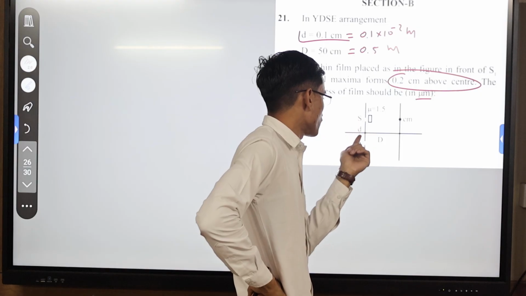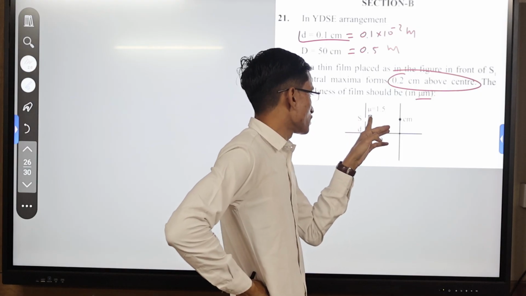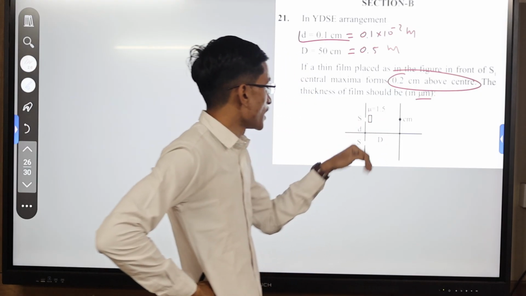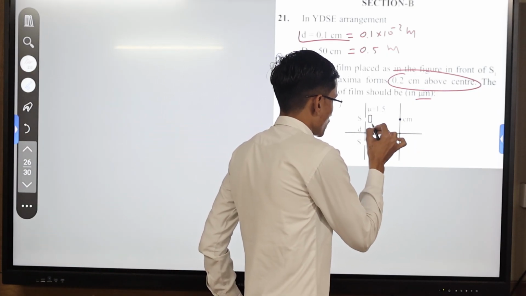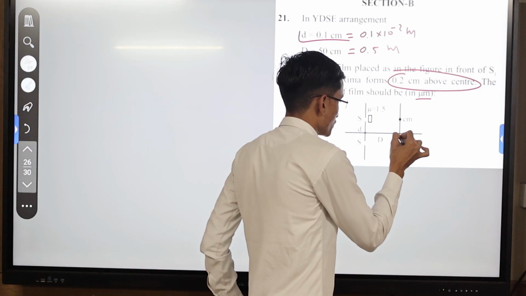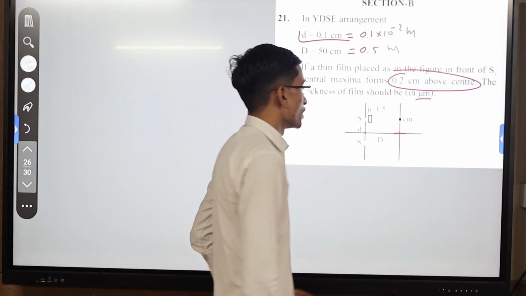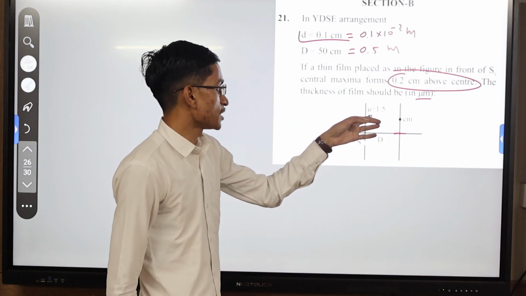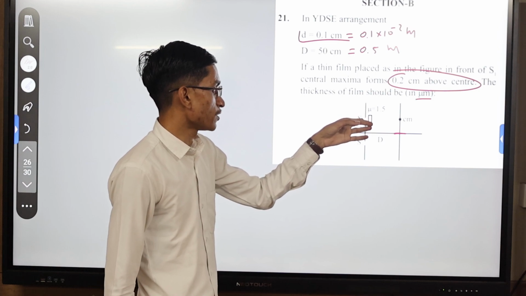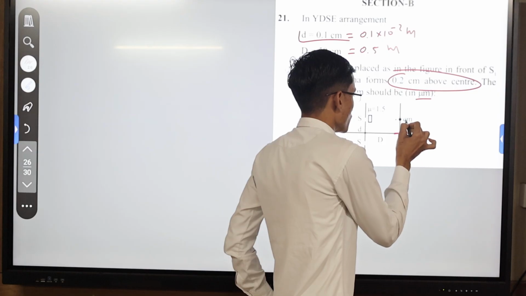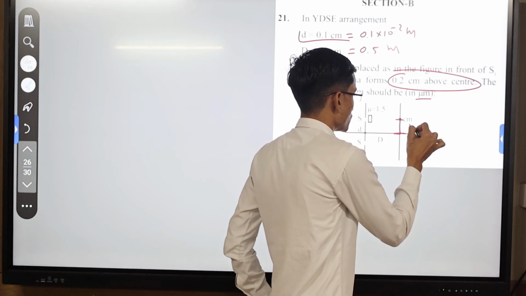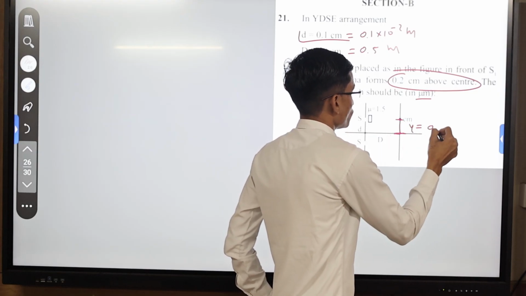Here are slits S1, S2. If this slab is not there, then the central maxima will form at this point. But after putting this slab in front of slit 1, the central maxima is displaced by this distance, which is 0.2 cm.